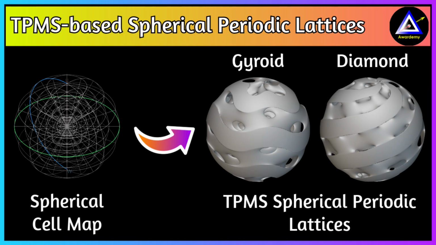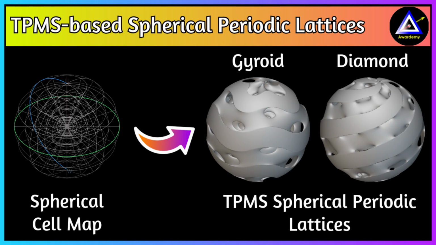In today's lecture, we are going to learn how to design surface-based spherical periodic lattices. Here we have the spherical coordinate system, and with respect to that, we have a spherical shape, a spherical space. Within that, we are going to incorporate our TPMS based unit cells and try to design the spherical periodic lattice structures. So let's start designing them.